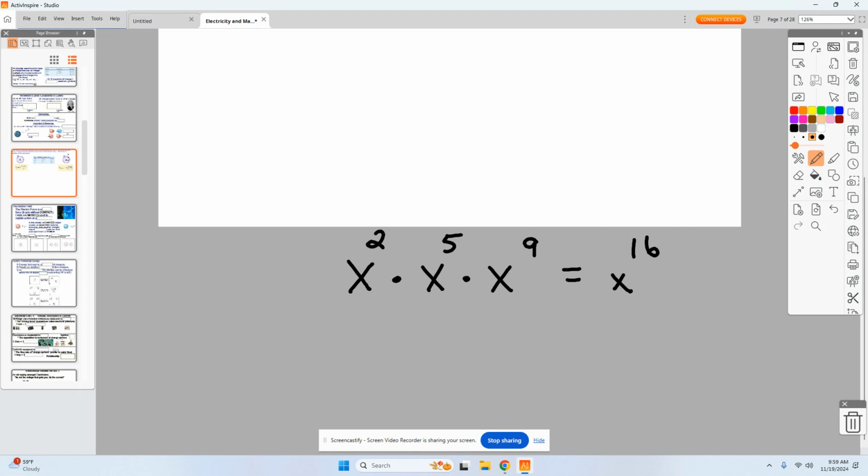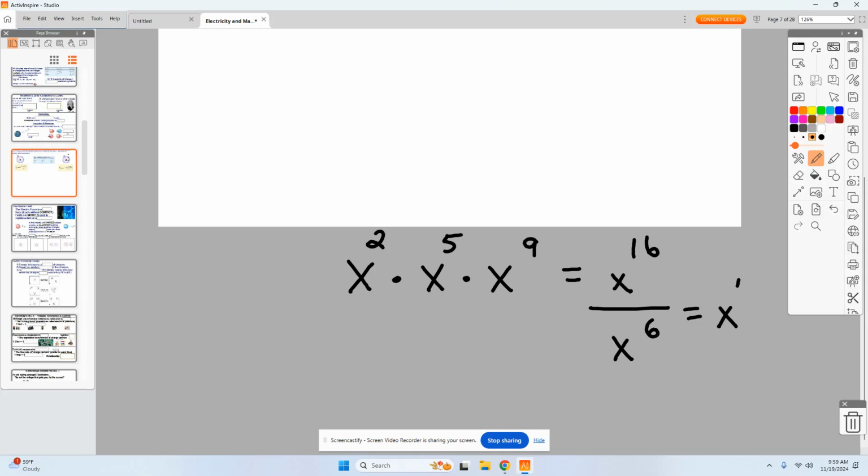Now, if I were to divide this x to the 16th, if I were to divide that by, let's say, x to the 6th, when I divide by bases that have the same, or divide by exponents that have the same base, what would you do with those numbers? Subtract. All right. So that would be x to the 10th.